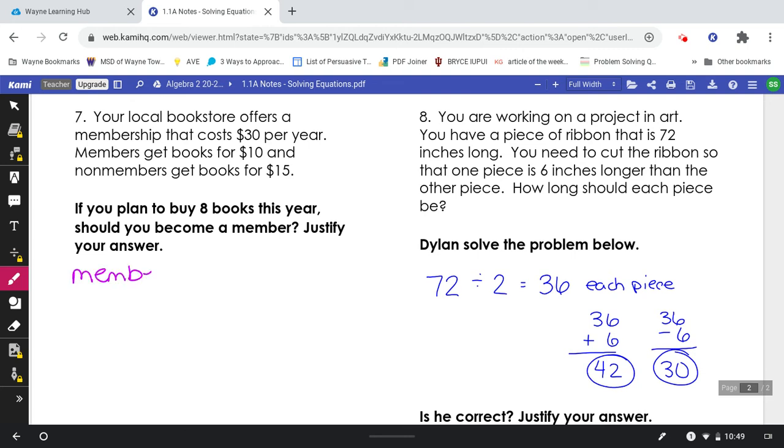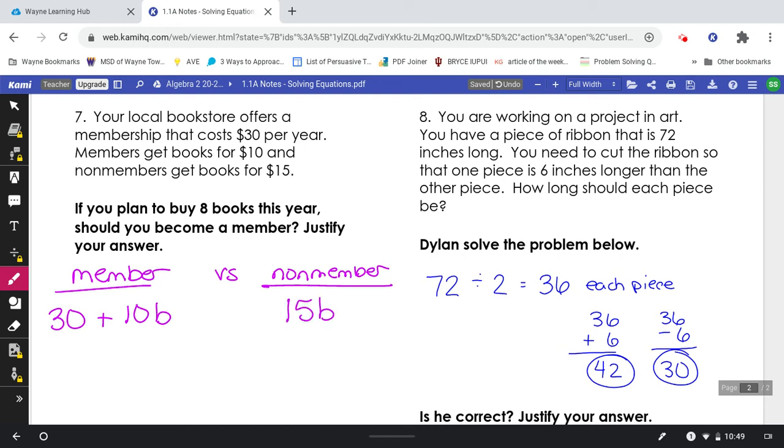A member versus a non-member. I'm just going to think about how much somebody has to pay if they are a member and a non-member. So in order to be a member, you have to pay the $30. That's $30 out of your pocket right away. But you get a discount on books, so you're only paying $10 for each book. I'll call books B. For the non-member, you don't have to pay that $30 charge, but you are paying $15 per book.